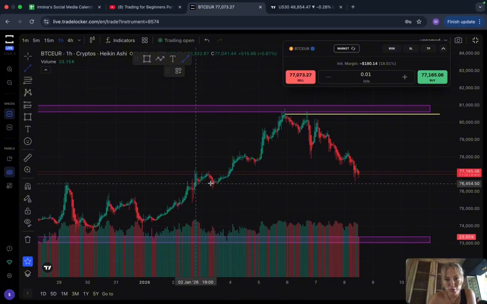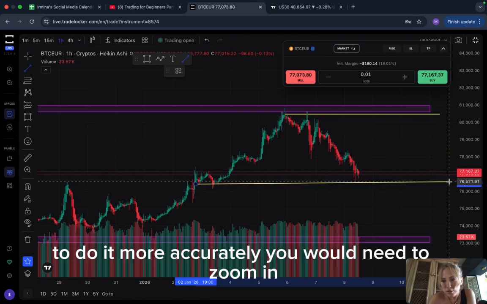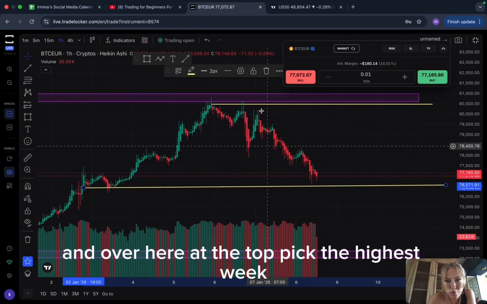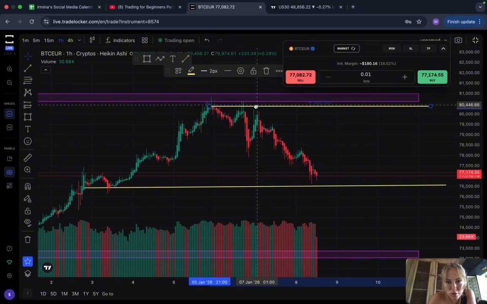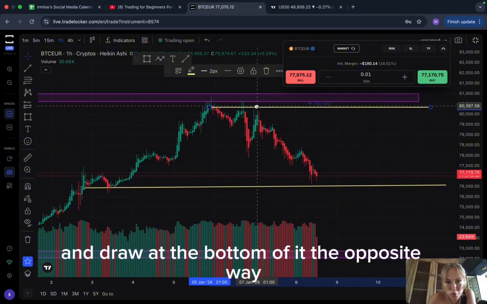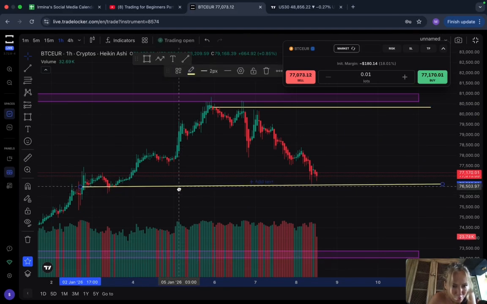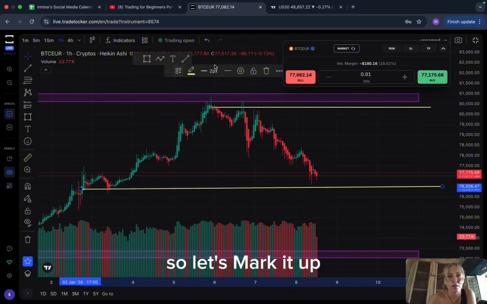And over here, to do it more accurately you would need to zoom in and over here at the top pick the highest wick and draw at the bottom of it. The opposite way also at the bottom, the lowest wick, the highest point, like that. So let's mark it up.